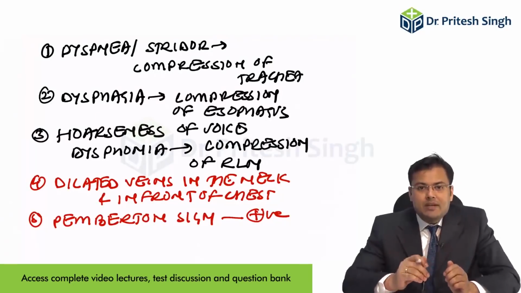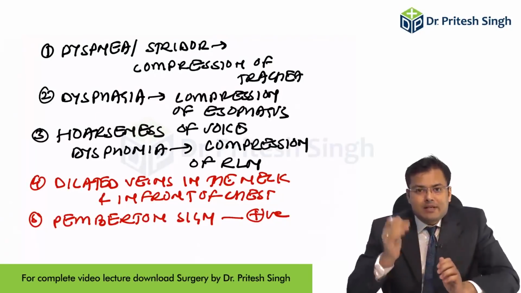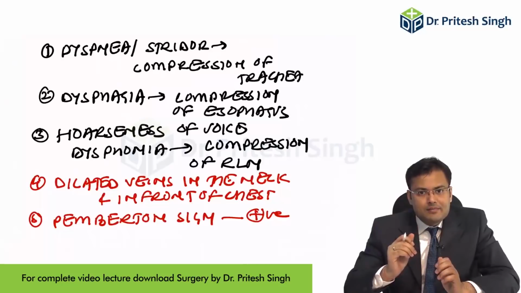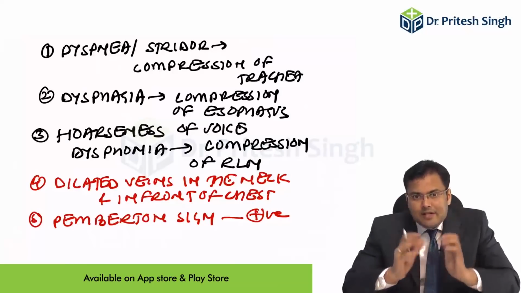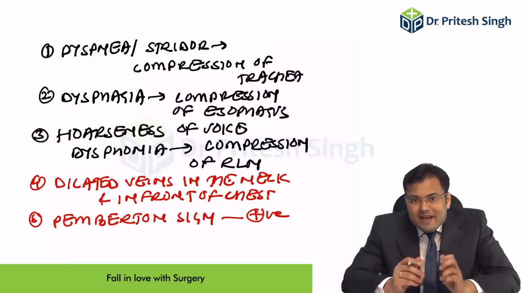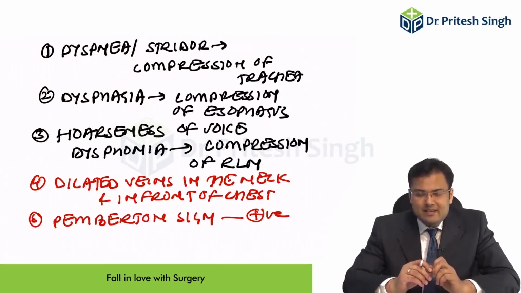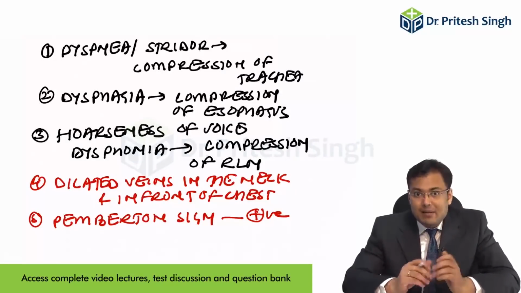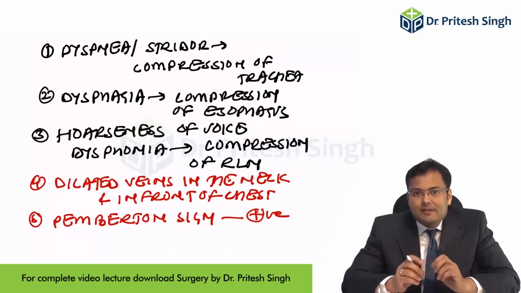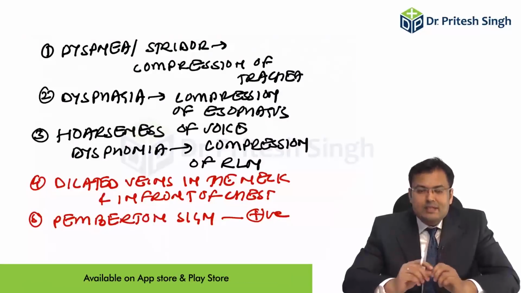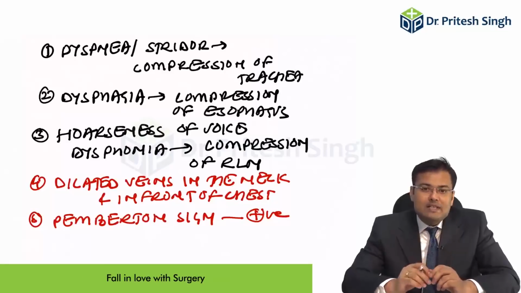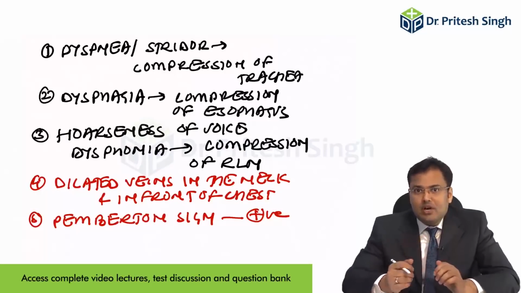What is Pemberton sign? When the upper limb is elevated above the forehead, there is facial puffiness, faintness, or dizziness. This is Pemberton sign. I'm repeating: when the bilateral upper limb is elevated above the forehead, there is faintness, facial puffiness, dizziness. This is Pemberton sign. So all these are suggestive of compression of the structures in the neck.